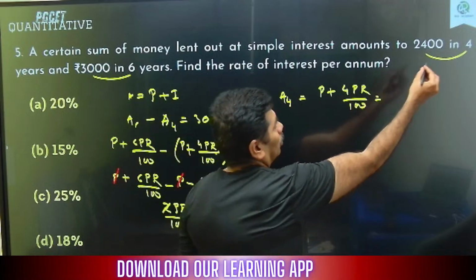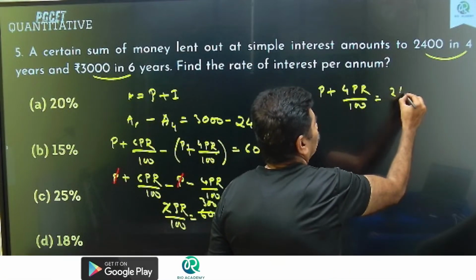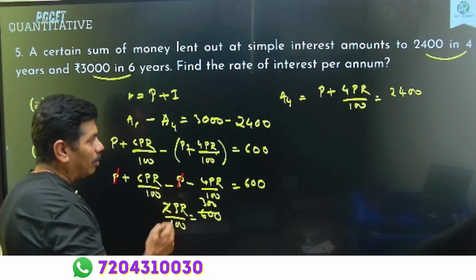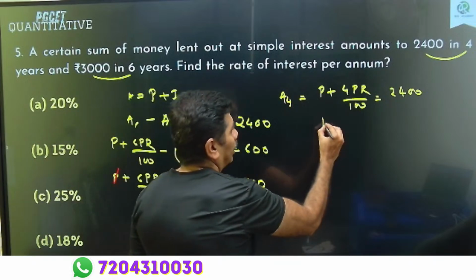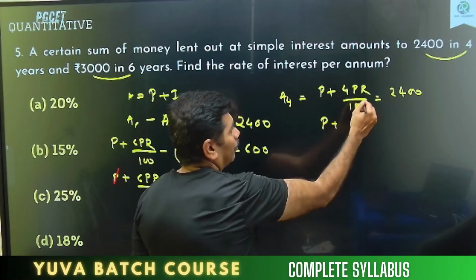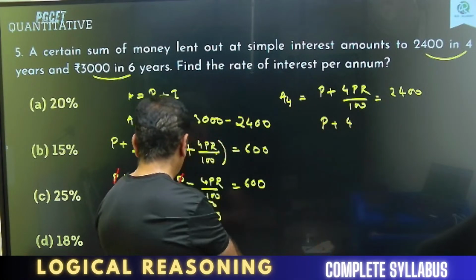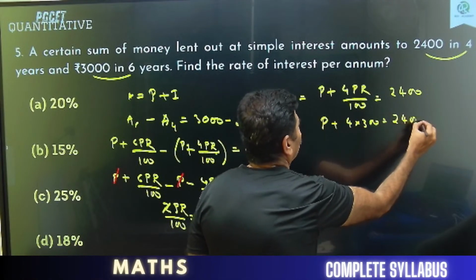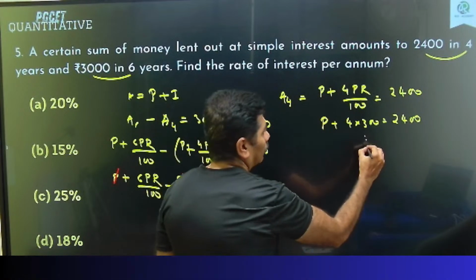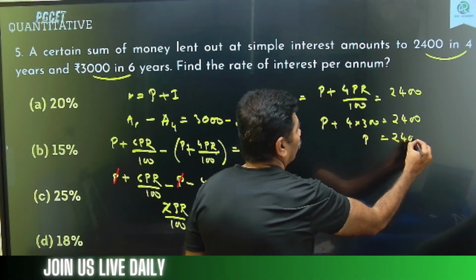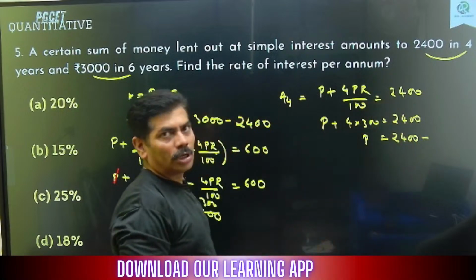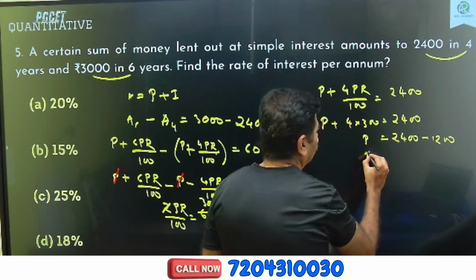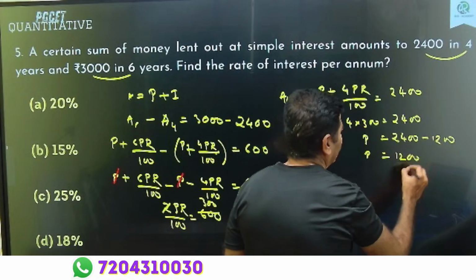Now what was the amount at the end of 4 years? It is 2400 rupees. Okay, now you know the value of pr by 100, that is 300. Now I can take it as P plus 4 times pr by 100, where pr by 100 is 300, that is equal to 2400. So what do we do? P equals 2400 minus 4 times 3 is 12, so minus 1200. Therefore P becomes 1200 rupees.